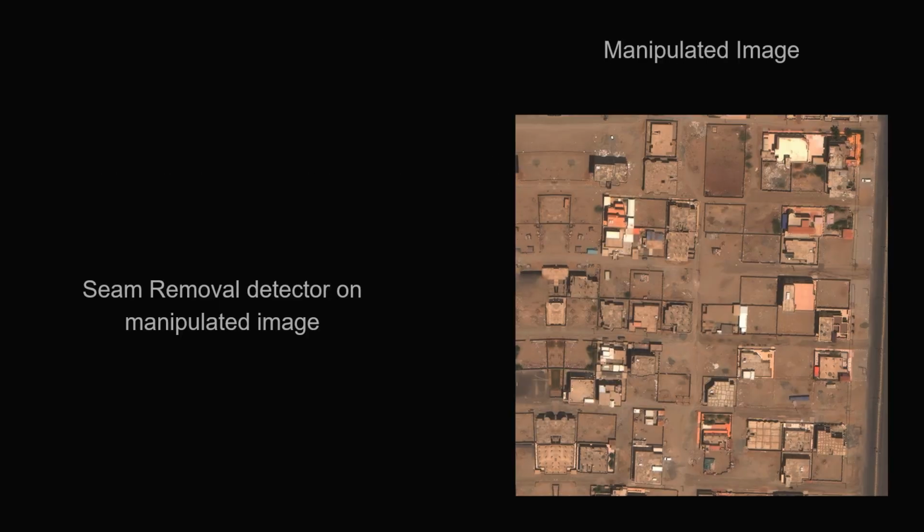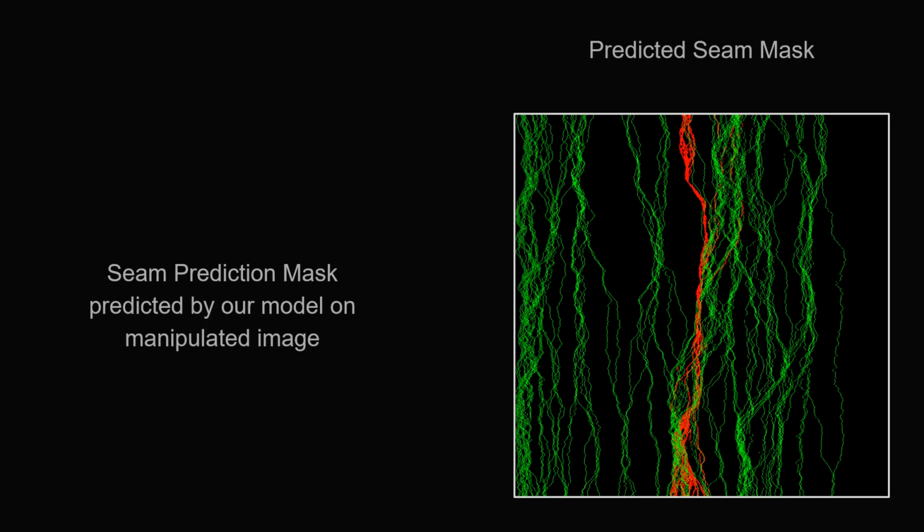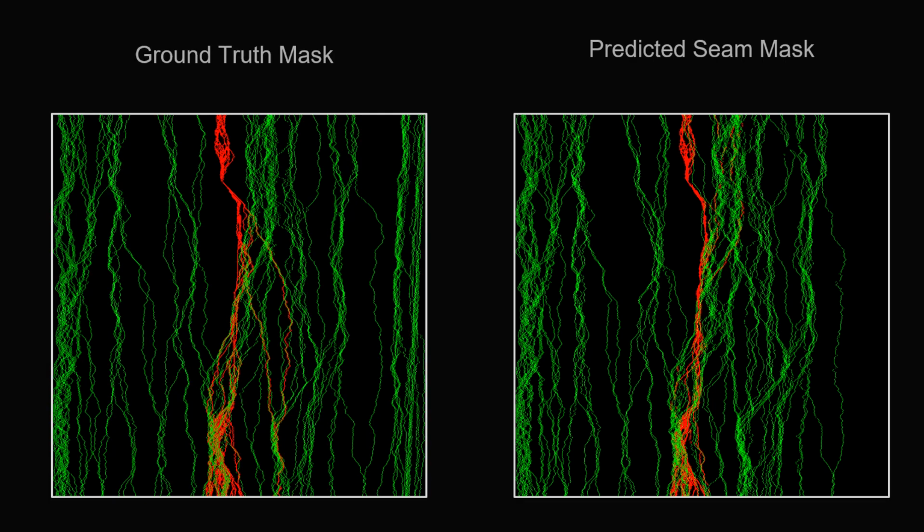So let me present a few qualitative results of our method. Here is a manipulated image that we have shown earlier, if you remember. Here is the prediction mask generated by the seam removal detector. Here is the prediction mask generated by the seam insertion detector overlaid on the manipulated image. This is the predicted seam mask, which is the fusion of the outputs from 2 stage 1 models. When we compare it with the actual ground truth mask, we can observe that the models are almost accurate at flagging the manipulated regions.